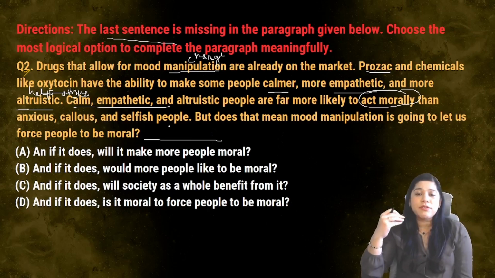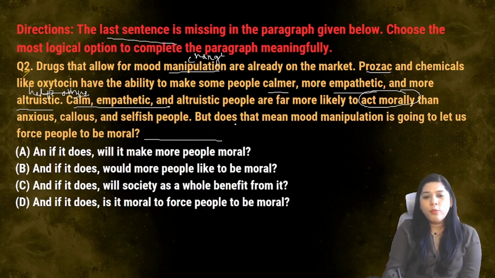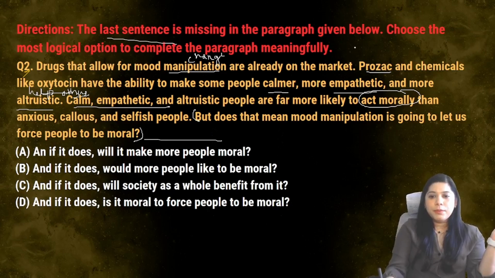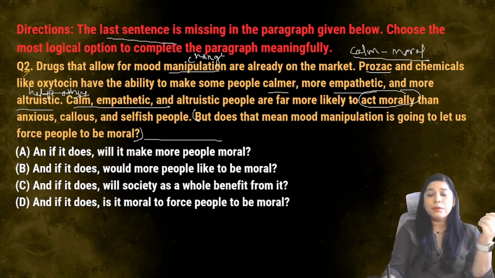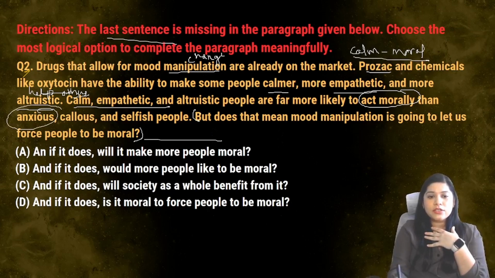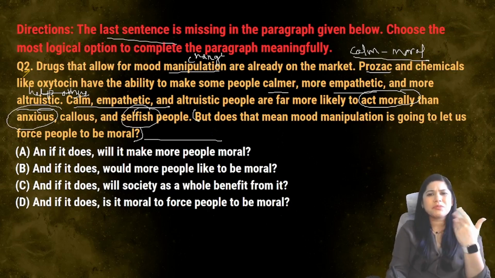When we are anxious, when we have our problems going on, we'll only think about ourselves. When our life is difficult, people can perceive us as selfish, but that's what it is. So, but does that mean mood manipulation is going to let us force people? See, last line is very, very important. So when people are calm, they are more moral, right? That's what I'm saying. And when people are anxious, they are more selfish. Not selfish means not moral.